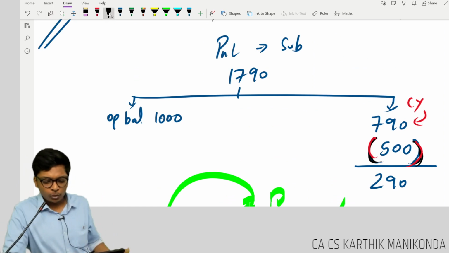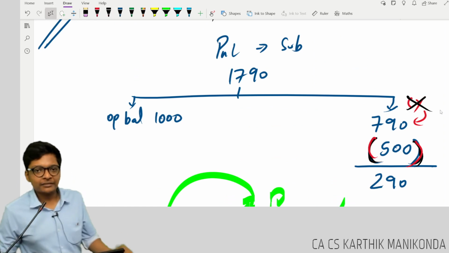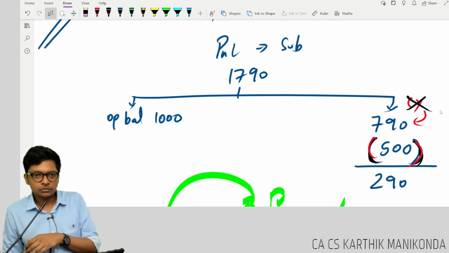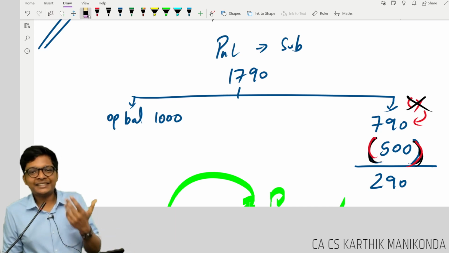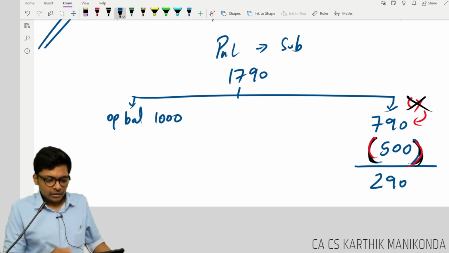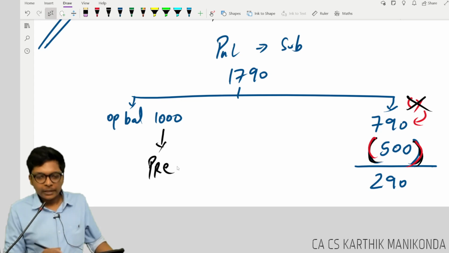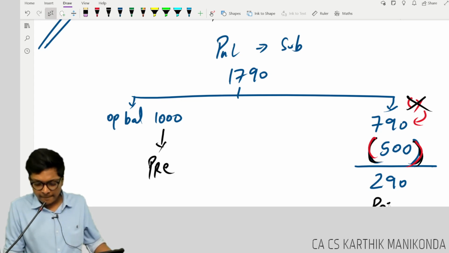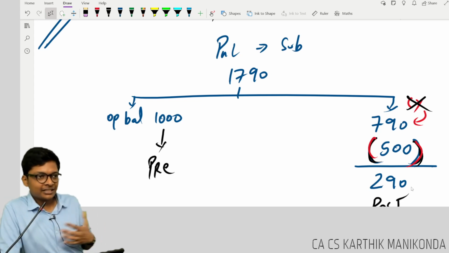So this sum, how do you want to do it? Reduce and do the sum, or ignore that current year dividend and do it only for the previous year? Which one? Reduce. Okay. See, if you don't reduce, the sum is very easy. The sum gets over. So if I reduce 500 over here, the opening balance is fully pre, and this is post, 290. Are you following, guys? Anjana, understanding?